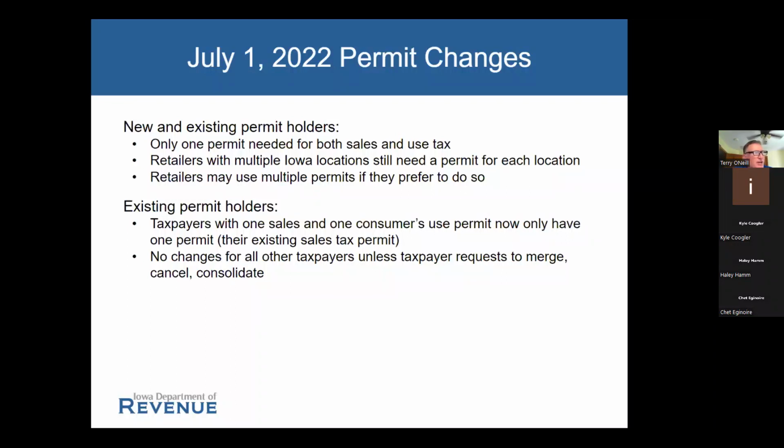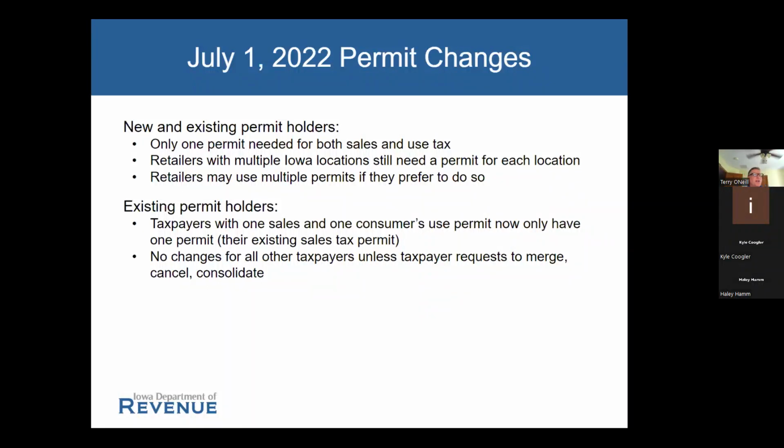So again, what I'm trying to say is, in the past, if retailers were registered for sales tax and registered for use tax, they had to have separate permits, okay? That's no longer required. You can just get by with one permit, and that will allow you to remit either sales tax or use tax or both on that one filing, that one return.